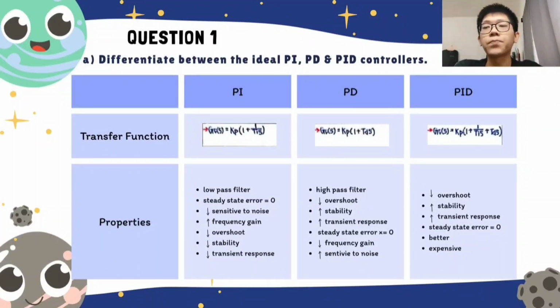And the second difference is their properties, where PI controller is a low-pass filter which has zero steady-state error and high frequency gain, thus contributes to less sensitivity to noise, but it has high overshoot that may cause slower transient response and low stability. But for PD controller, its properties are opposite to the PI controller. And PID controller combines both PI and PD controller properties, which has zero steady-state error, low overshoot, high stability, and faster transient response, which is the better controller. But it is the most expensive one.